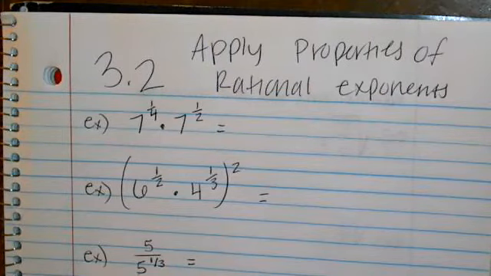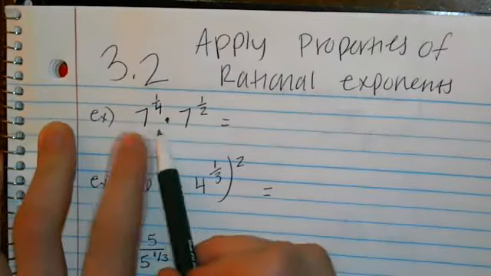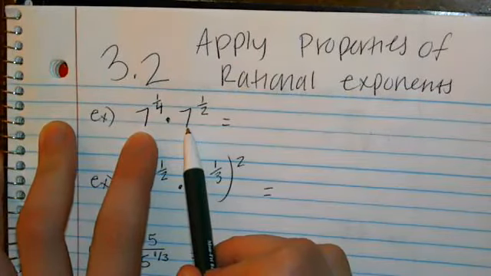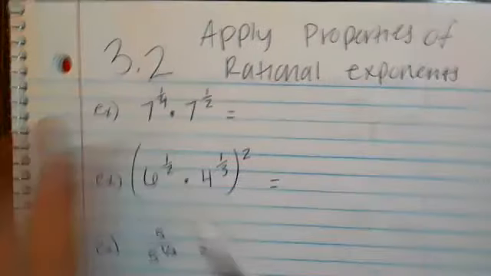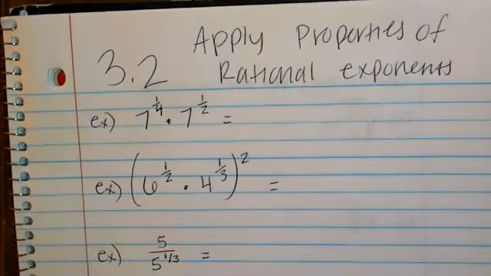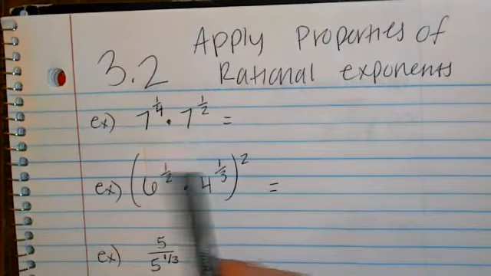So with this first one, we have 7 to the 1/4 times 7 to the 1/2. If we were to put these in radical form, meaning in their root, so a 4th root and a square root, we wouldn't be able to multiply them. Once we write them as a rational exponent, though, we can. So think about same bases.